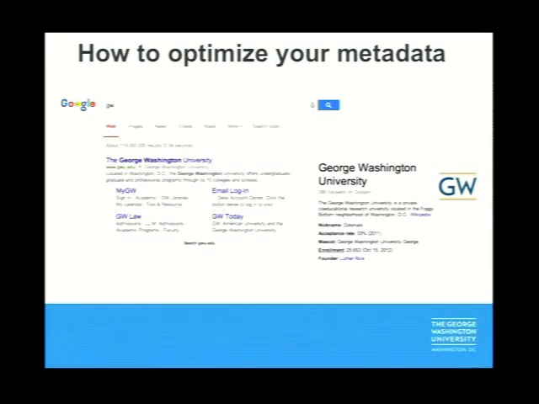So if I type in GW, I will get George Washington University. What's important to note is that it's bolded. So the content that's keyword optimized within your title and within your meta description will be bolded in somebody's search results if they search those keywords. So it jumps out at people, obviously.